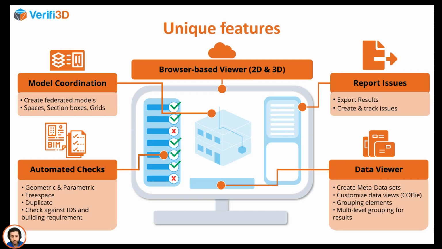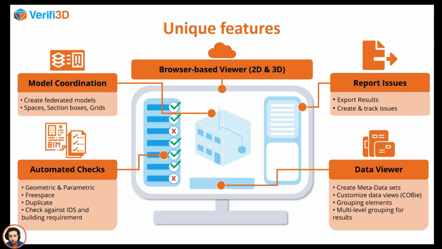Also, there are different checks that you can perform on Verified. You're not only limited to clash checks or data checks. You can have both. You can have clash checks, property checks, free space checks, and also check for duplications in your models. Not only that, but now with our new features, you can also check your models against the IDS requirements from buildingSMART. So if you're looking for a tool that can automate the whole thing for you and utilize IDS, Verified can be the solution for you.